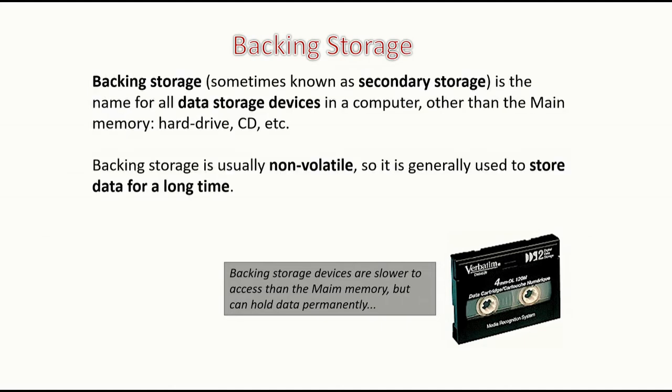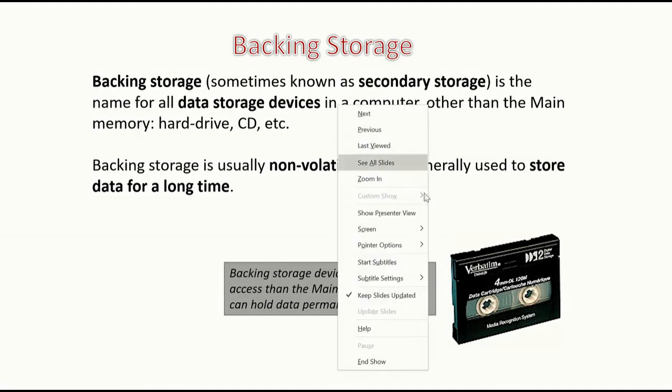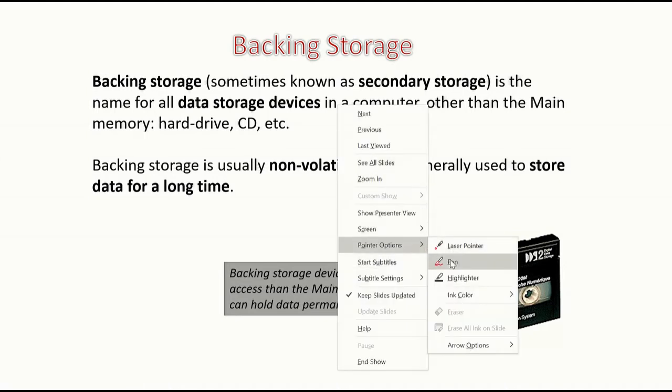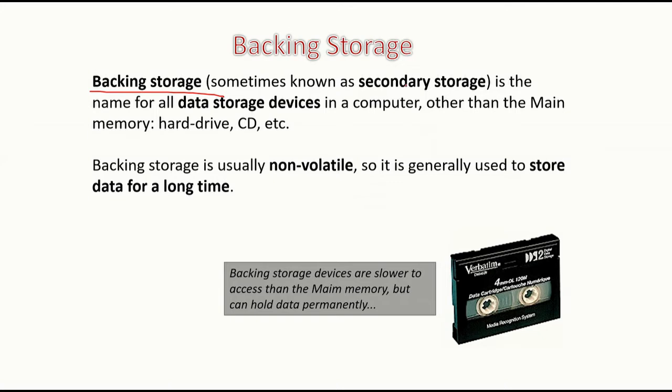Backing storage, also called secondary storage, is the name for all storage devices that you have in a computer other than the main memory. So, this includes hard drives, CDs, magnetic tapes, and so on. And you know that backing storage is for the purpose of storing your data for the long term. So, that means this is non-volatile data. This is the important bit here. Backing storage, also called secondary storage, is non-volatile and stores data for a long time.